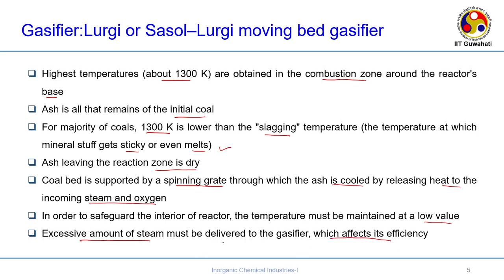But then if it is true, it will also affect the conversion because not all coal will get combusted. So you need to have a proper trade-off. How much steam and oxygen? Because it should not be that in the ash content you have more mineral matter, like unconverted carbon also coming out. So you choose the ratio of oxygen and steam and try to keep the temperature below 1300 Kelvin.